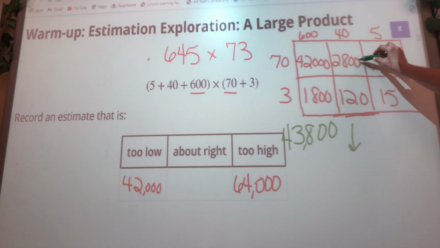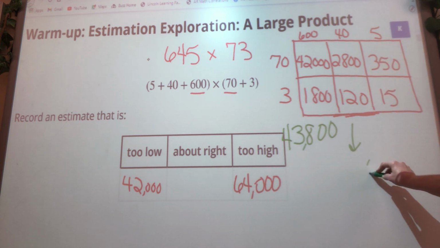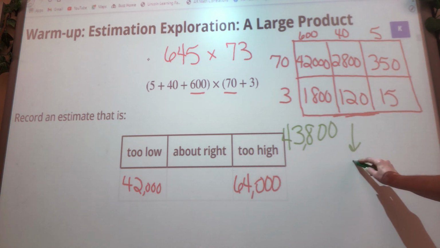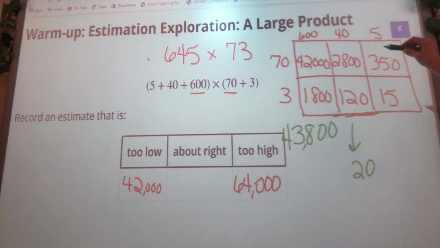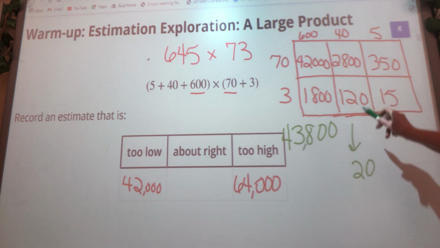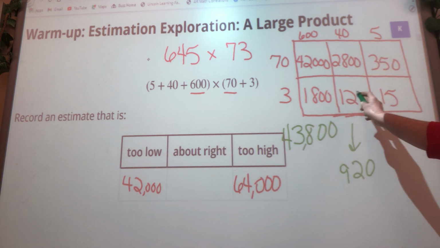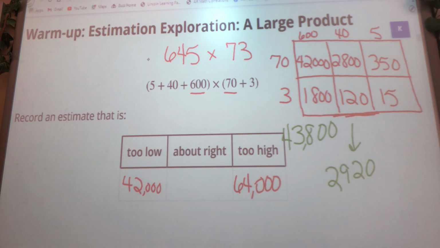In the ones place, we have 0 and 0. In the tens place, we have 0 and 2. In the hundreds place, we have 8 and 1. And in the thousands place, we just have a 2. This one doesn't have anything in the thousands place.